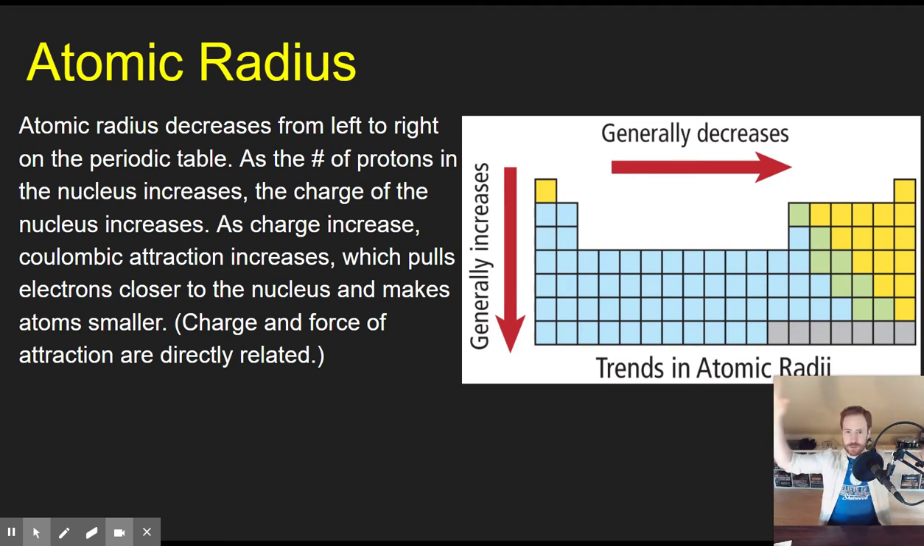So all these electrons are sort of hanging out, right? And then if you add protons to the nucleus, it kind of grabs them and just pulls them in a little bit tighter. And therefore, the atom gets smaller even though it's gaining mass.